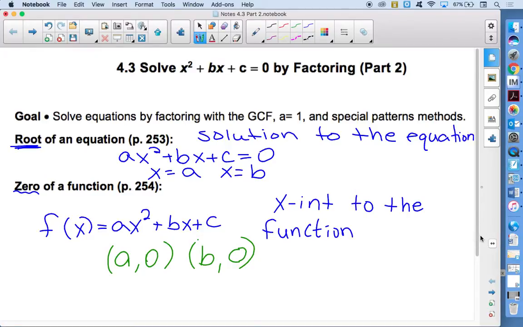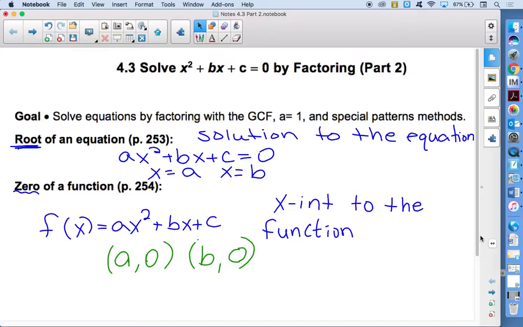So a root is an answer, a solution. A zero is the x-intercept or a point on the graph. You're really finding the same thing, you're just writing the answers differently. If I'm finding a root, I'm writing it in x equals form. If I'm finding a zero, you're writing it as a point, because it's an x-intercept or a point on the graph. It's more the notation that differs, not really the process as to how you get it. Questions?